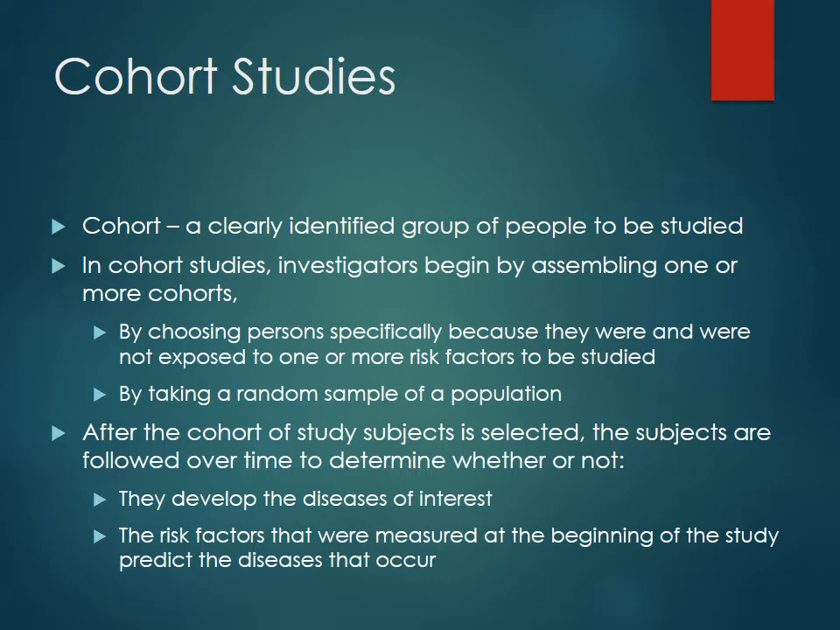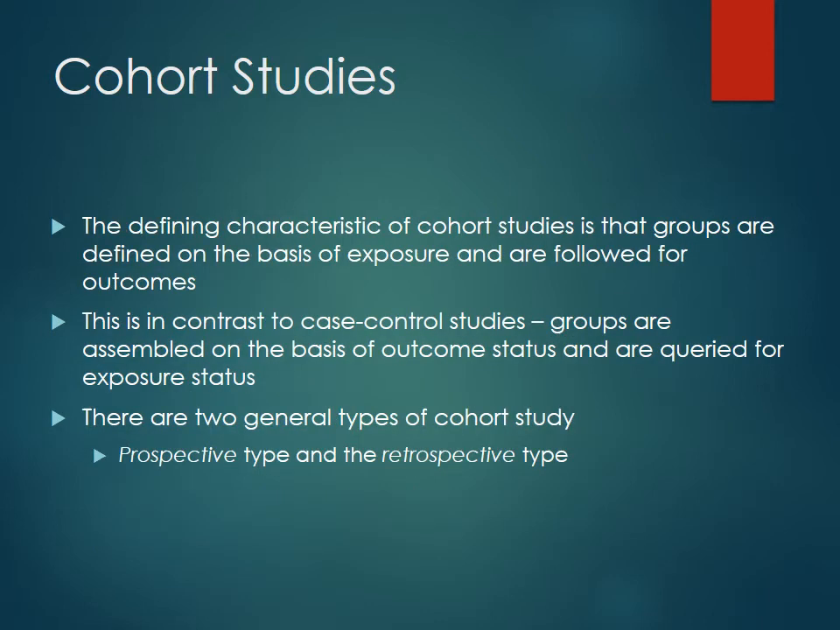After the cohort of the study is selected, subjects are followed over time to determine whether or not they develop the disease of interest. And then the risk factors that were measured at the beginning of the study predict the disease that's occurring. Right? So you're saying, okay, these guys that smoked versus these guys that didn't, who developed lung cancer? That's basically what they're looking at in these cohorts.